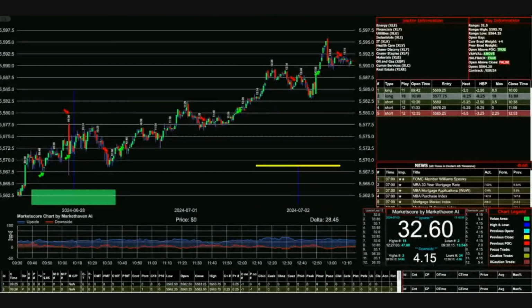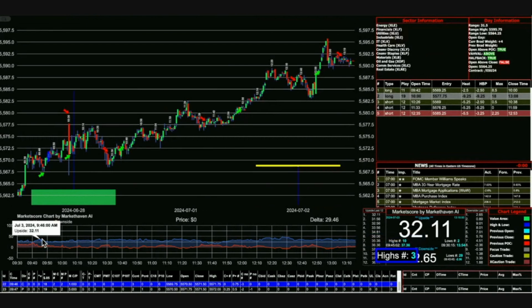Again, another trend day. This one starts out with the upside on top. Again, early in the market, the number of highs for the upside is 10, and the number of highs for the downside is 3.